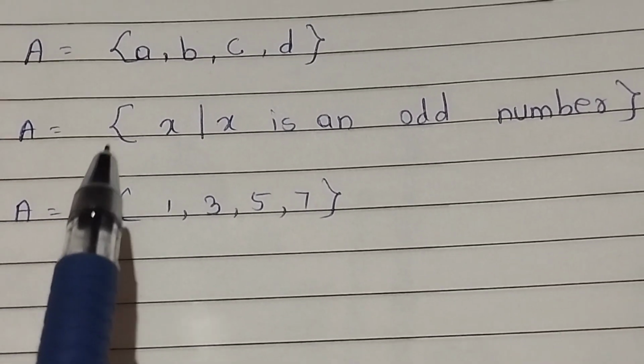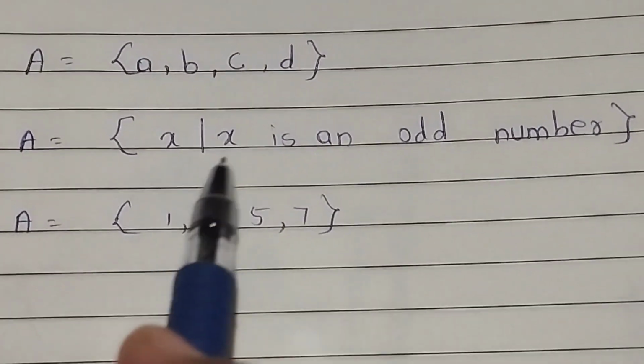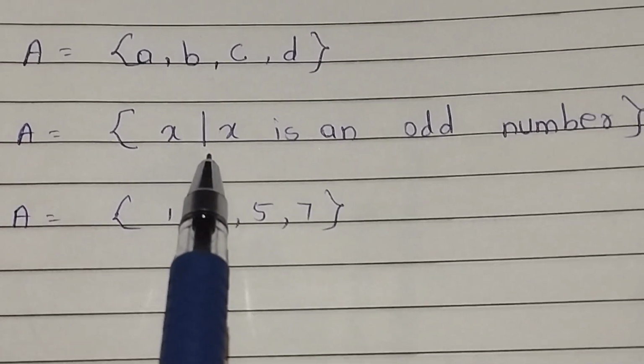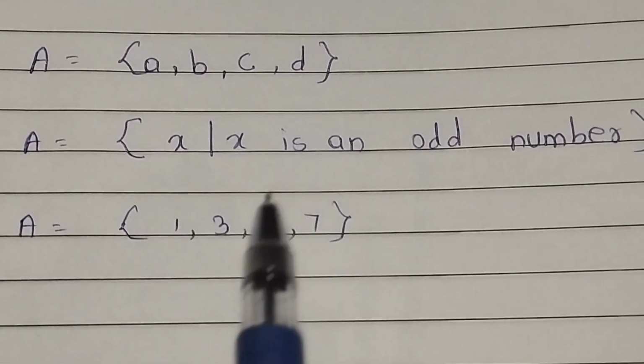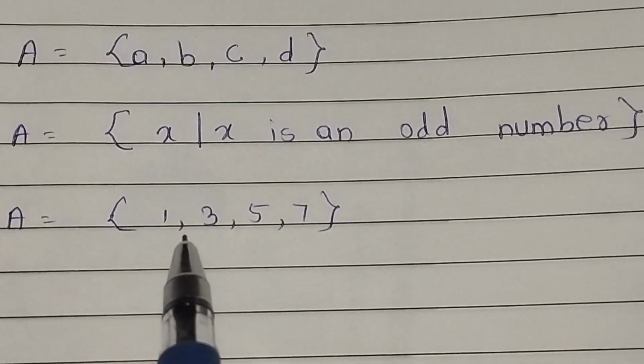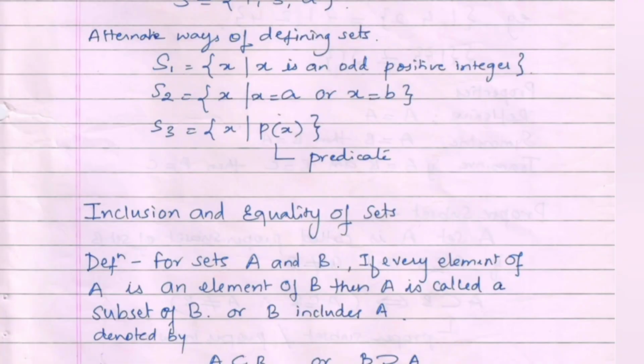This is another way to represent a set. This set tells that x such that x is an odd number. So we write it as is: the set is the collection of odd numbers. Now the next concept, inclusion and equality of sets.